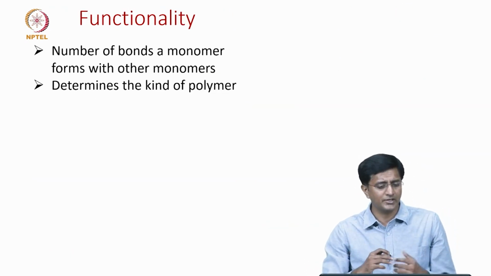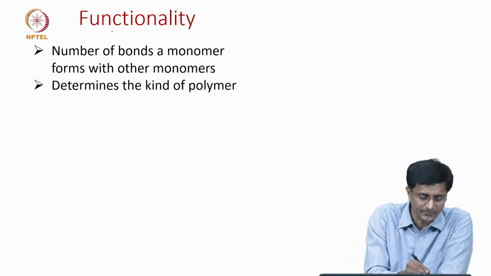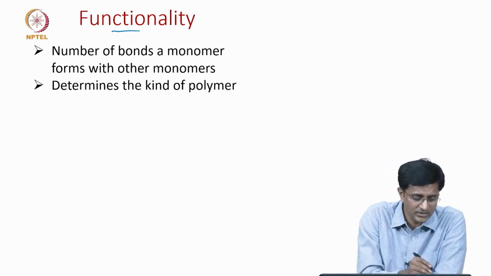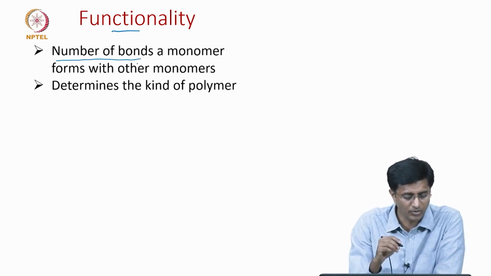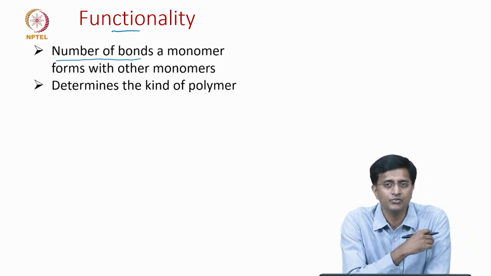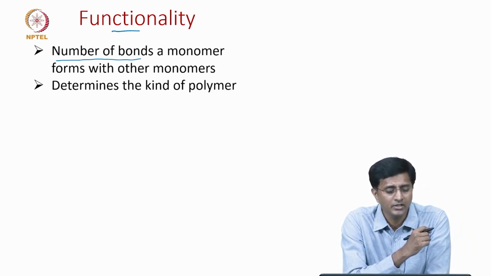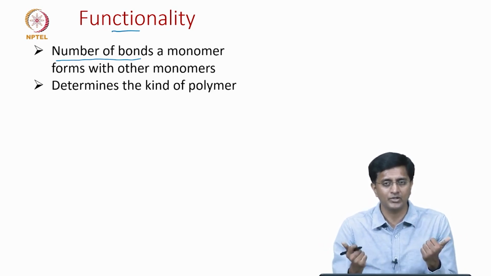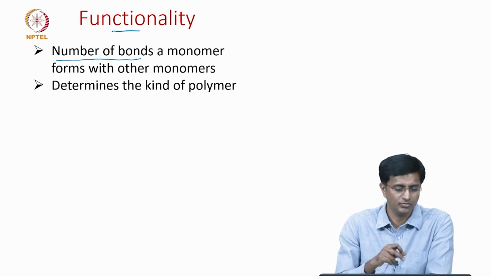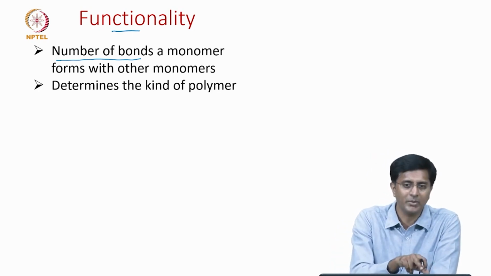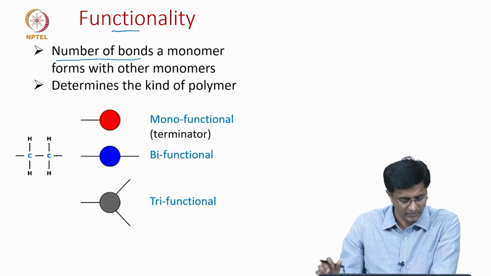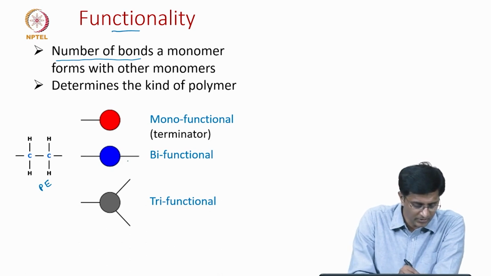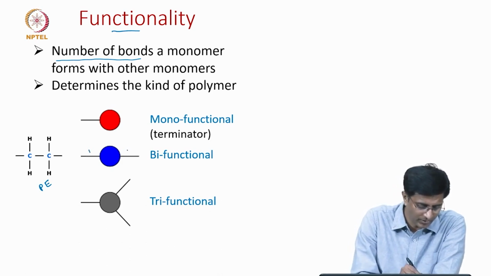Now, let us look at another interesting aspect of polymers called functionality. Let us first define what this functionality means. It is the number of bonds a monomer forms with other monomers. If we think of an example of polyethylene, how many bonds did it form with other monomers? It was forming one to the left and one to the right. So, it has two bonds, and we call it bifunctionality. Here is the polyethylene monomer, and we have seen that it has one to the left and one to the right.